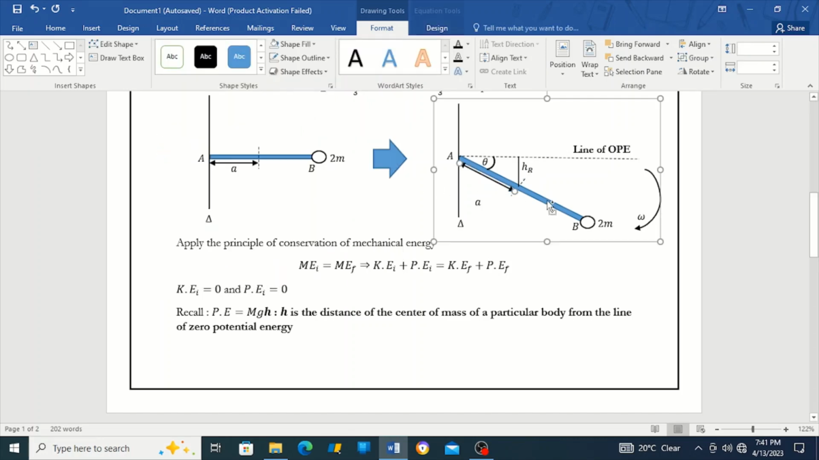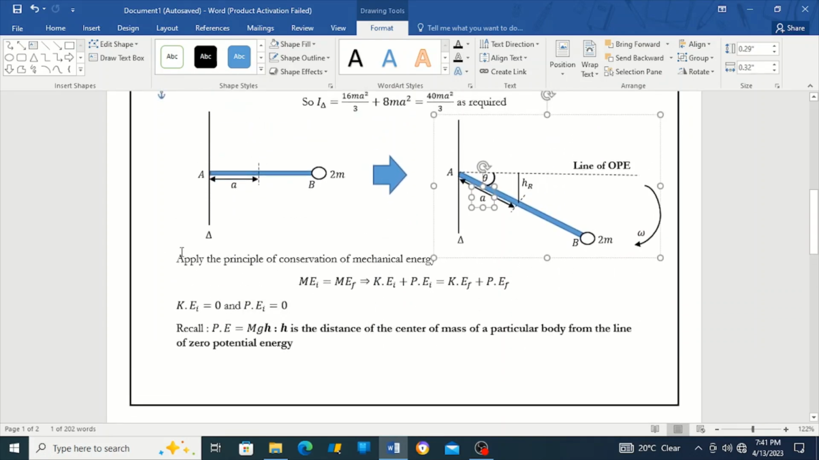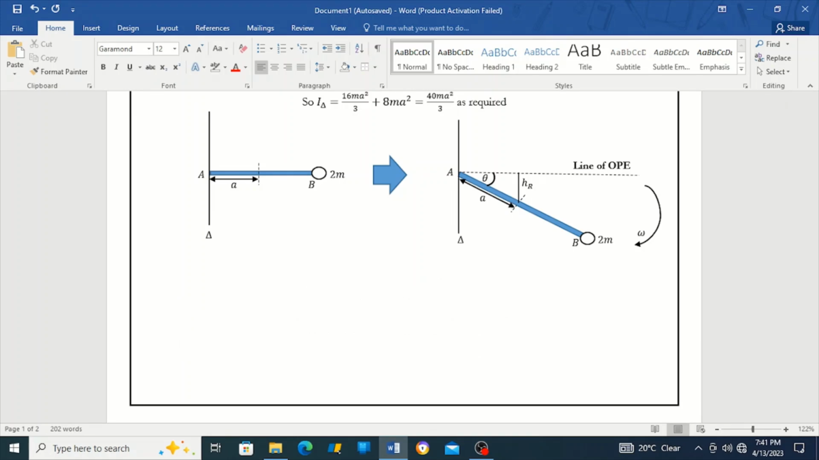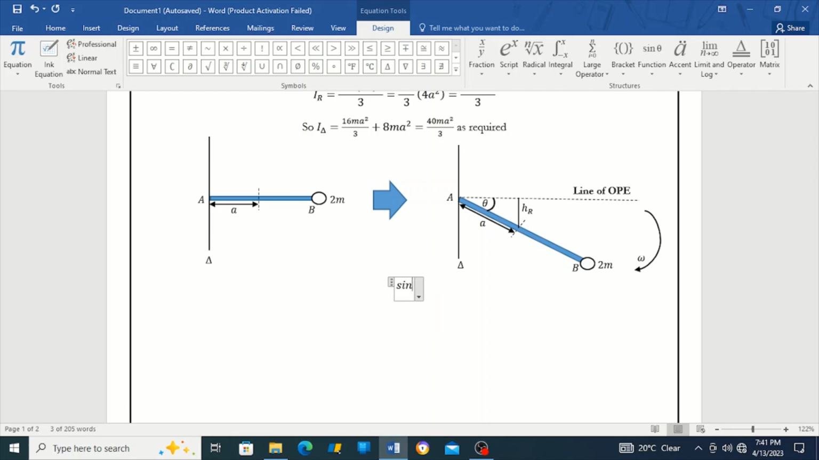So that distance is a. So we are going to simply use the Pythagorean theorem. We use SOHCAHTOA. If we use that, we are going to have that the sine of theta is equal to h arrow, which is the opposite to the angle, divided by the hypotenuse. It therefore means that our h arrow is equal to a times sine theta.